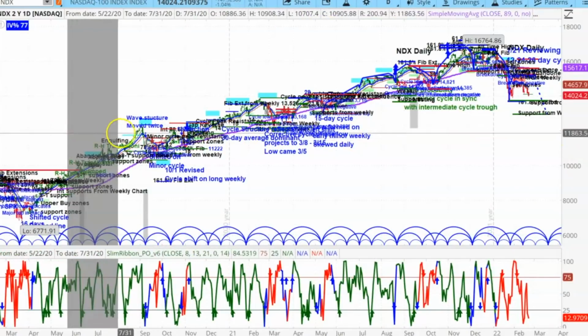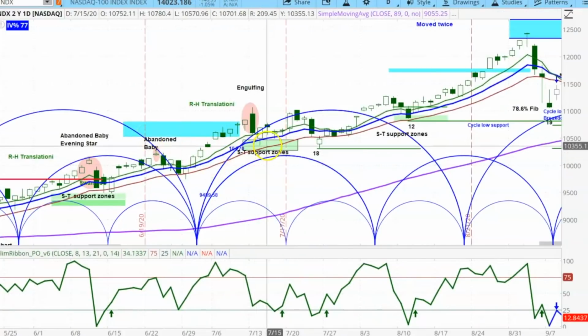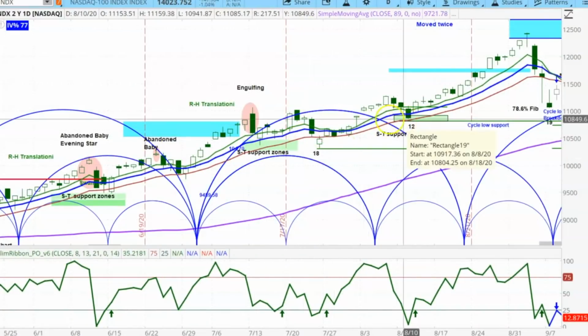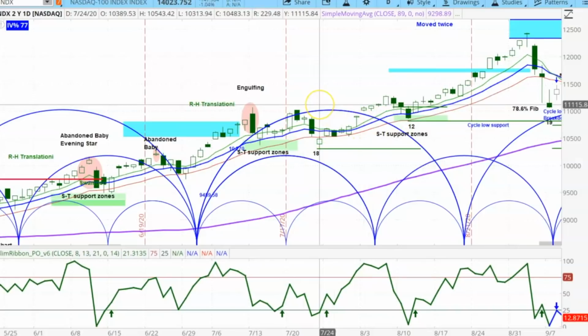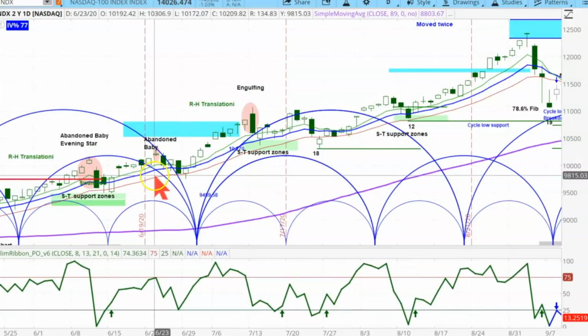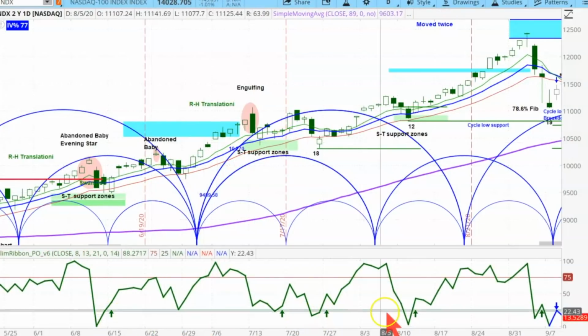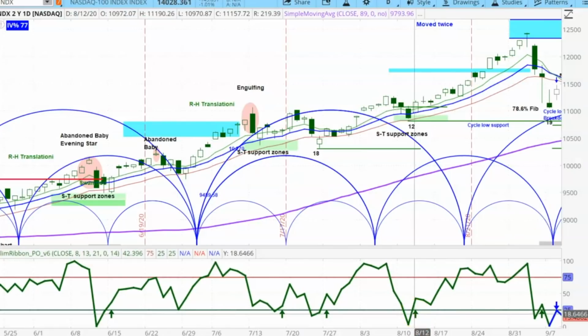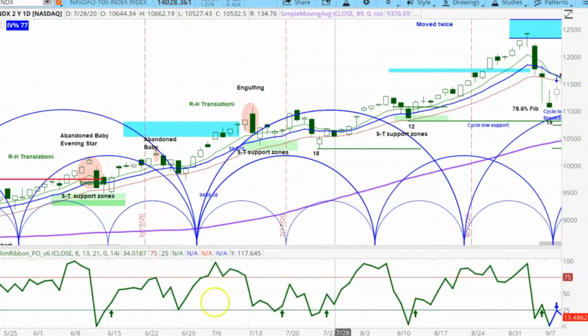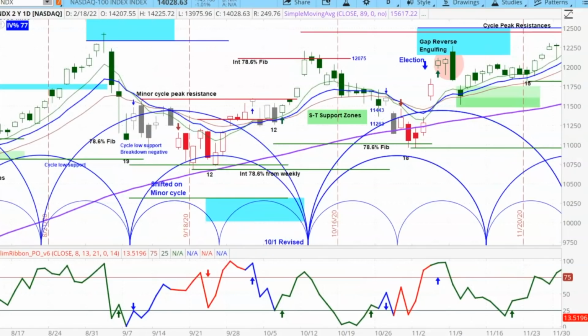And you can see that way back over here where the slim ribbon was aligned on the upside. This, I'm looking back into July, August of 2020, and you have all of this positive alignment right in here, and you have all of these signals from the slim ribbon PO giving you resumptions of momentum on the upside. So this is a great pair of indicators here.